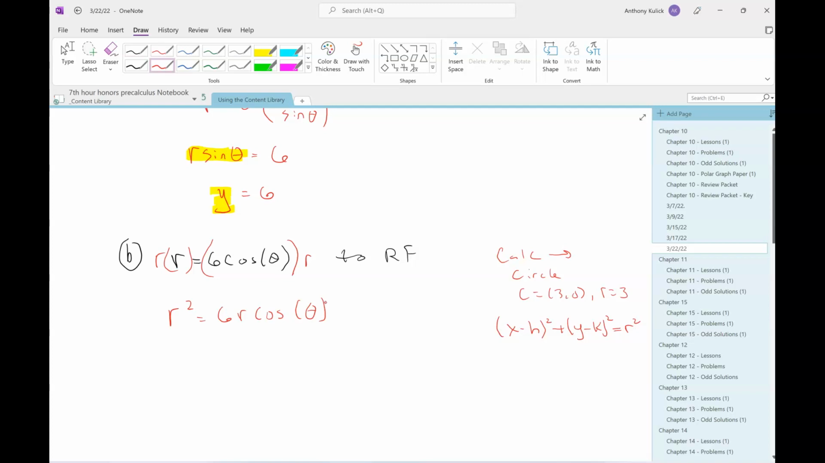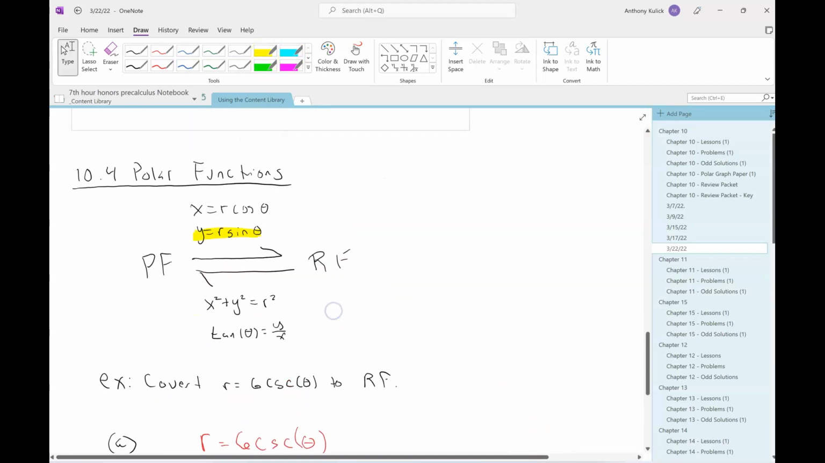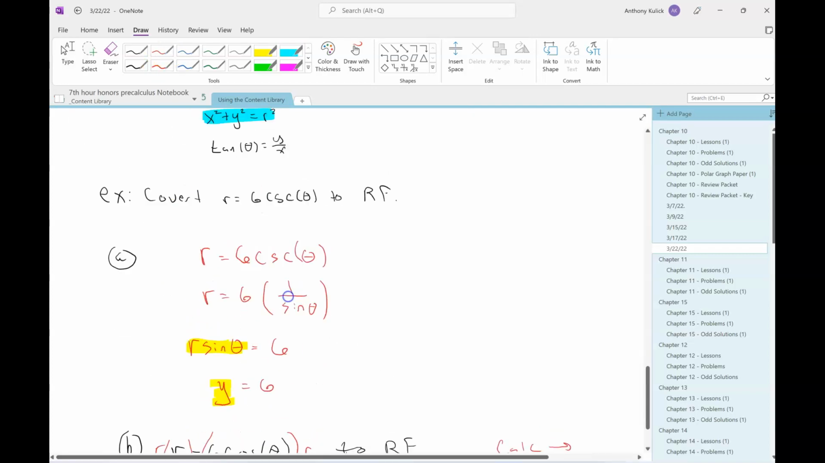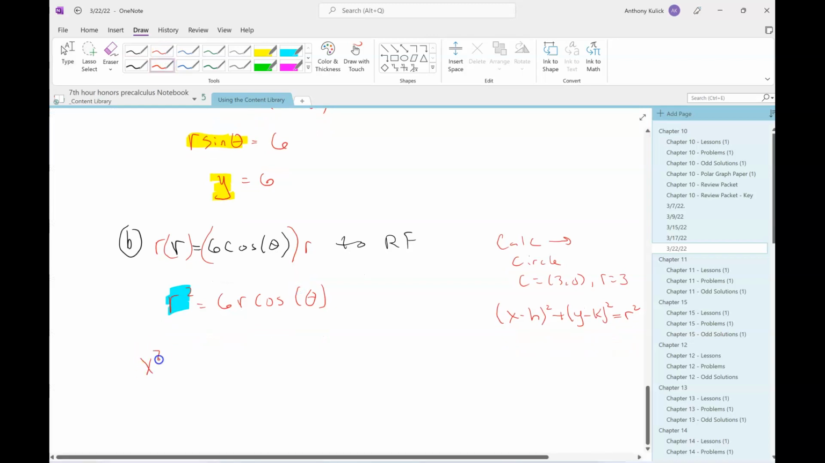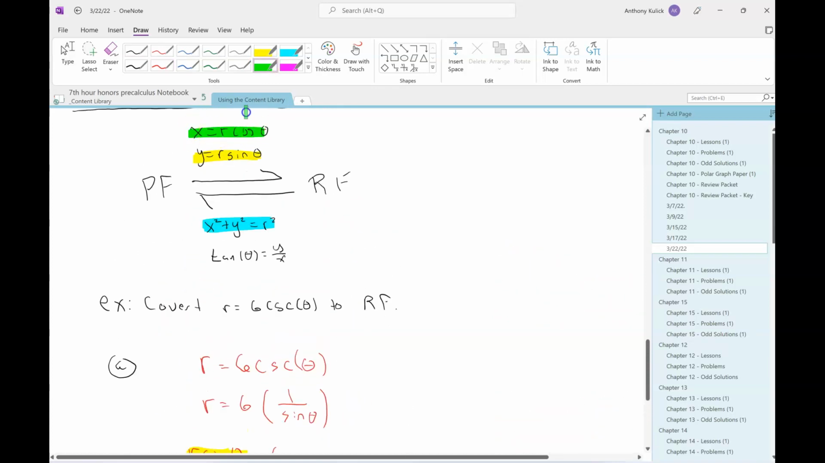Everybody's cool there? Now, the advantage here is that r squared, if you guys remember, is x squared plus y squared. Right on. And I also notice that I have an r cosine theta, which I remember is the same thing as x.